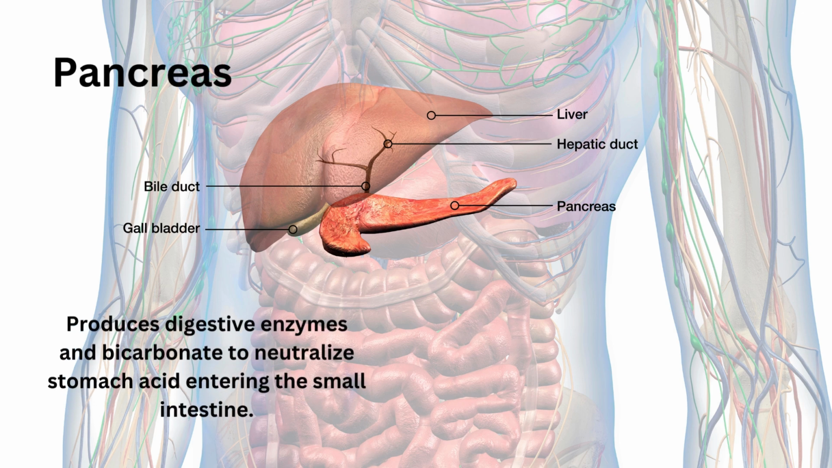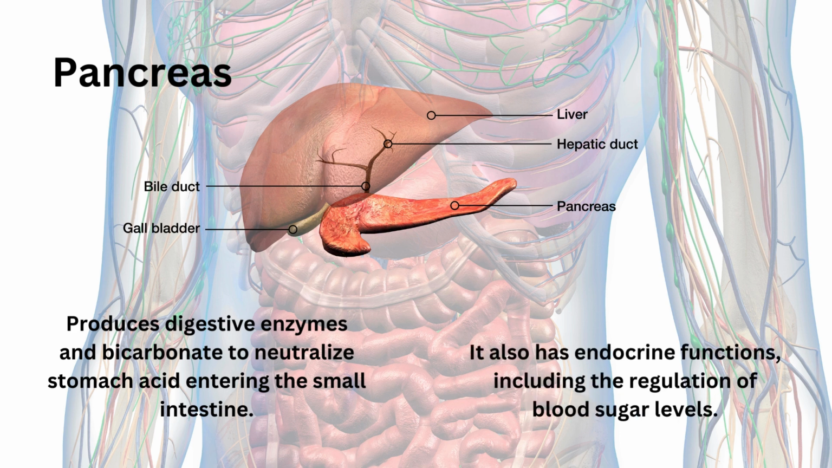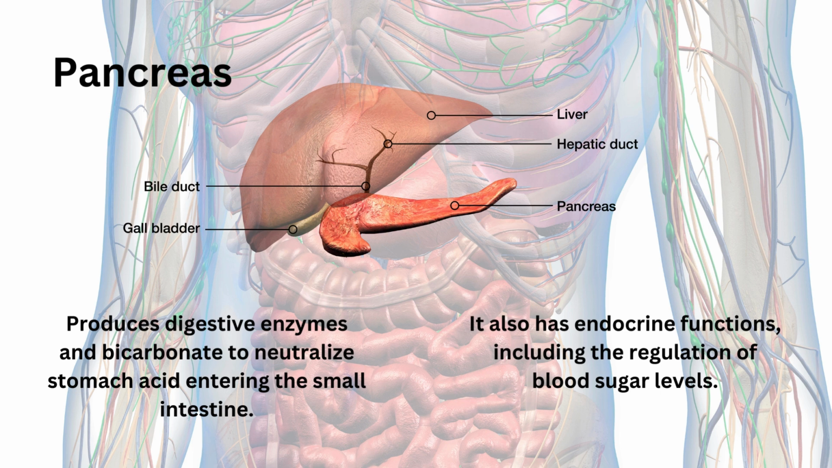Pancreas. Produces digestive enzymes and bicarbonate to neutralize stomach acid entering the small intestine. It also has endocrine functions, including the regulation of blood sugar levels.